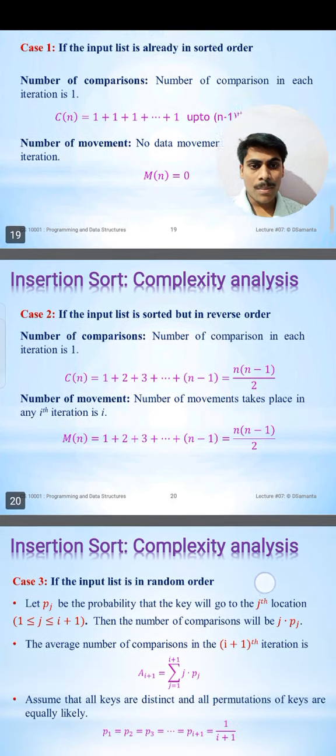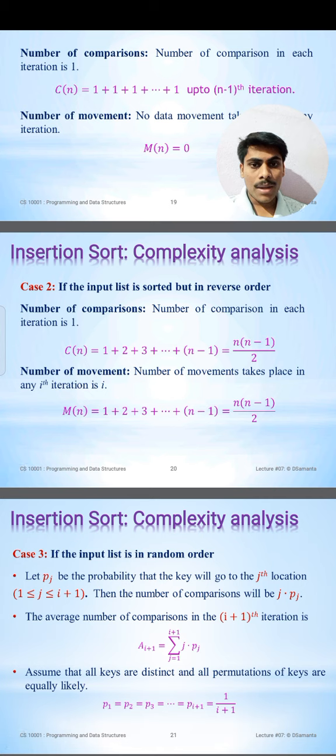Insertion sort complexity analysis, worst case: the number of comparisons C(n) = 1 + 2 + 3 and so on + (n-1) = n(n-1)/2. The number of movements taking place in the ith iteration is i, so M(n) = 1 + 2 + 3 and so on + (n-1) = n(n-1)/2.